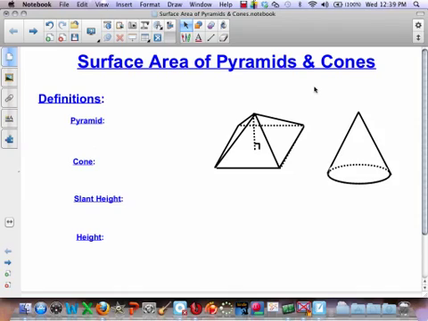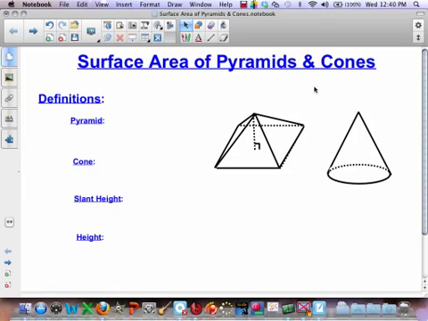Well, if you think about it, a pyramid has one less side than a prism, and the cone has one less side than a cylinder. Why does it have one less side? Because it comes to a point instead of a base. There we go. That's the difference. That's the only difference. A pyramid and a cone come to a single point.